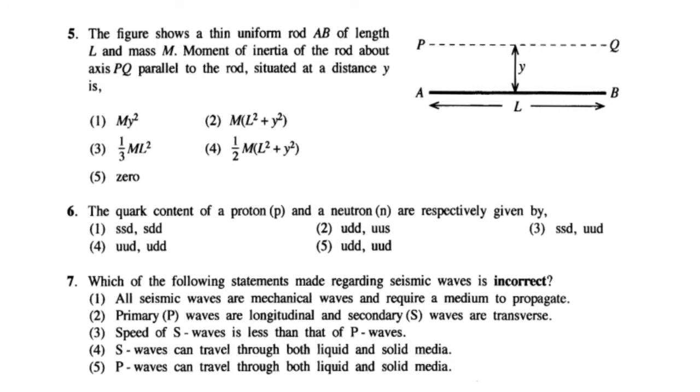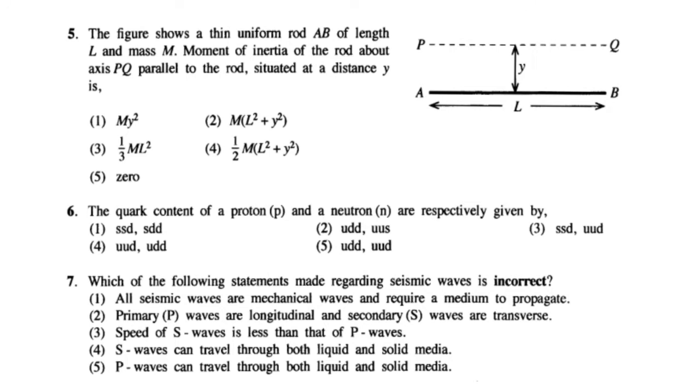So moment of inertia is given by mass into distance square. So when you take the AB rod as a whole, the total mass is capital M. So moment of inertia about this axis PQ is M y square. Answer 1.